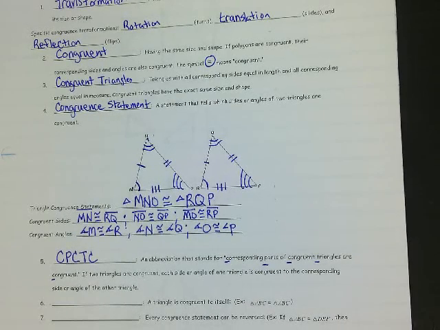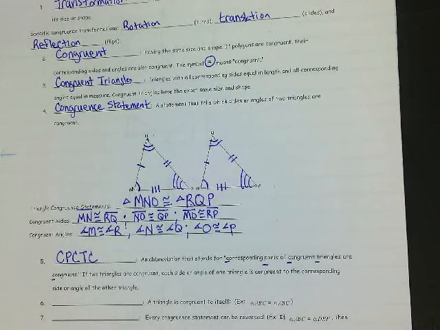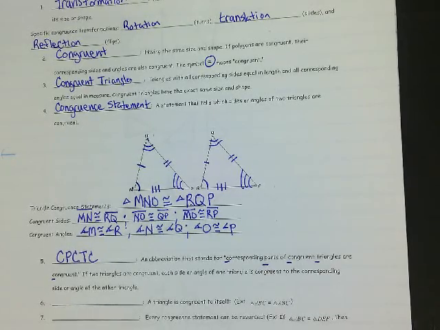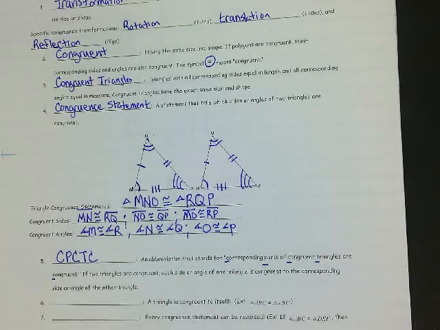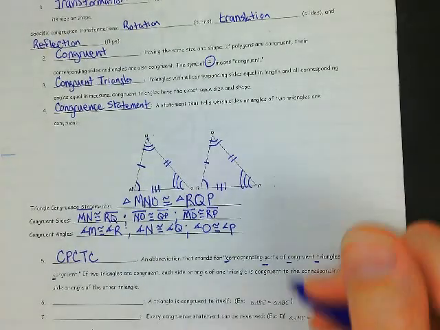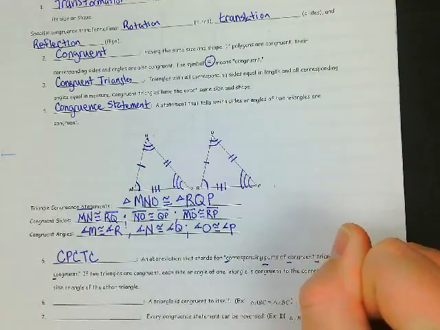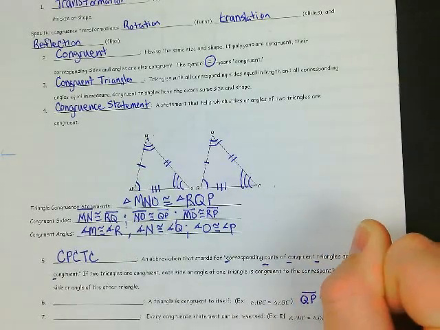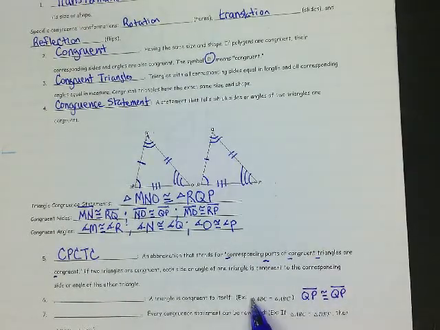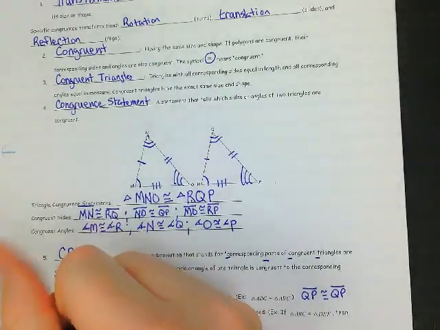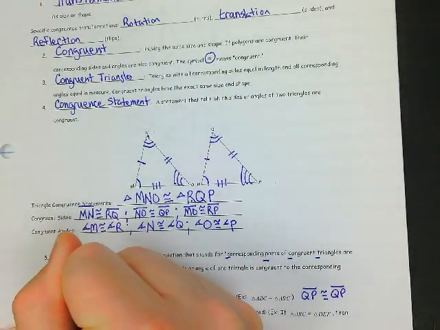Alright. Next up, we've got some properties of congruence. Just like we've got properties of numbers, we've got properties of congruence. And some of them are going to be pretty self-explanatory. They just have weird names, or we have to name them. The first property is if a triangle is congruent to itself, or if a segment is congruent to itself. For instance, segment QP is congruent to segment QP. Well, if I have something that's congruent to itself, we call that the reflexive property.